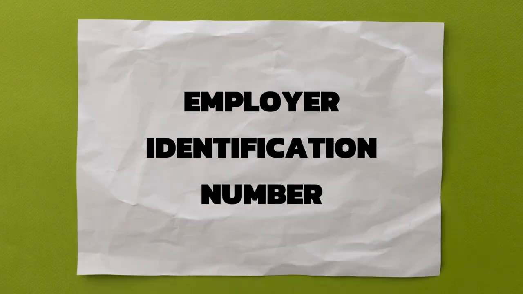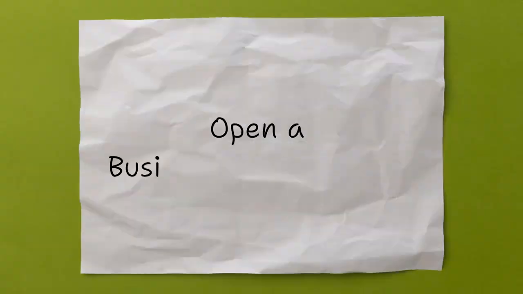Step number 4, you need to get your EIN. This is a 9-digit number that's basically your social for your business. How do you do it? Go to irs.gov. Step number 5, and that is open a business bank account.